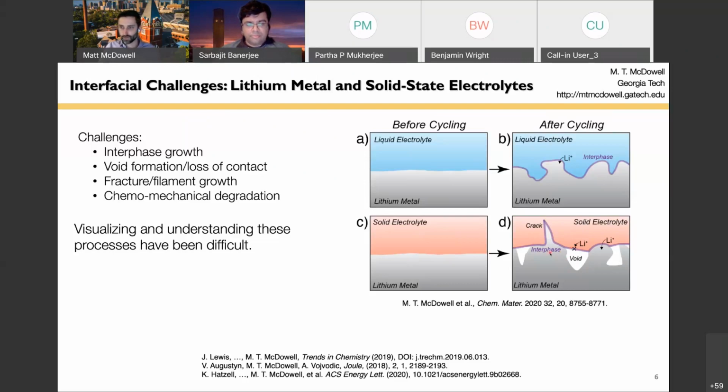There's also other issues, though. You can have lithium that grows directly through the solid electrolyte and basically forms a crack. We call this a filament that grows, and it mechanically fractures the electrolyte and can grow all the way through and short circuit your battery.